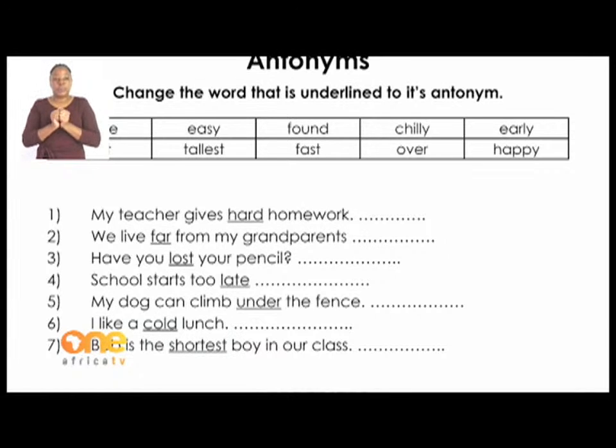The rest of these sentences you can do by yourselves. But remember, a synonym means same meaning to its word, and an antonym means opposite from the word that is given. Good luck.